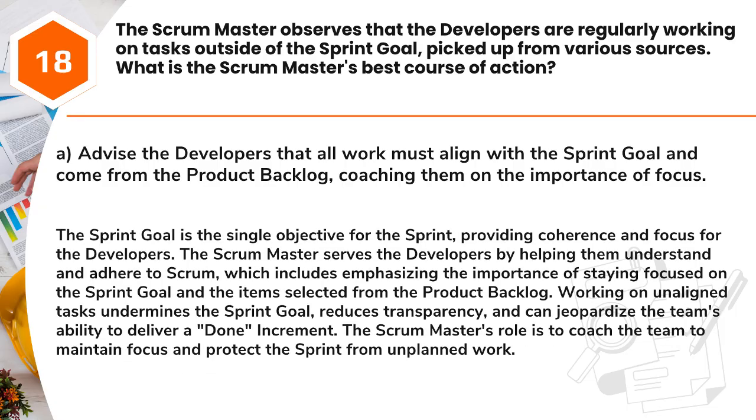Answer: A. Advise the developers that all work must align with the sprint goal and come from the product backlog, coaching them on the importance of focus. The sprint goal is the single objective for the sprint, providing coherence and focus for the developers. The Scrum Master serves the developers by helping them understand and adhere to Scrum, which includes emphasizing the importance of staying focused on the sprint goal and the items selected from the product backlog. Working on unaligned tasks undermines the sprint goal, reduces transparency, and can jeopardize the team's ability to deliver a done increment. The Scrum Master's role is to coach the team to maintain focus and protect the sprint from unplanned work.